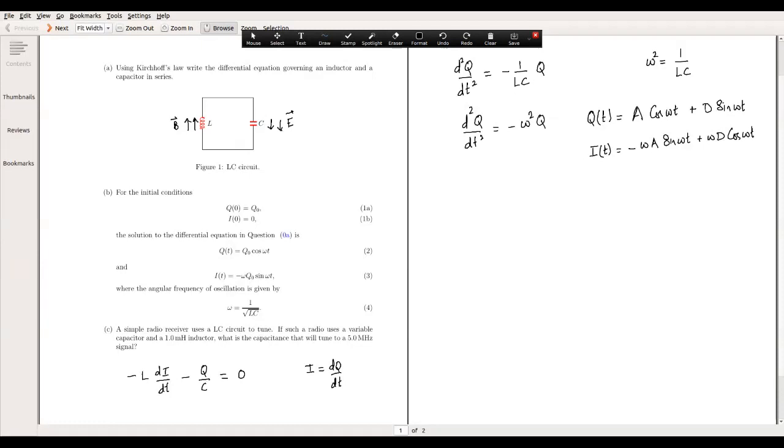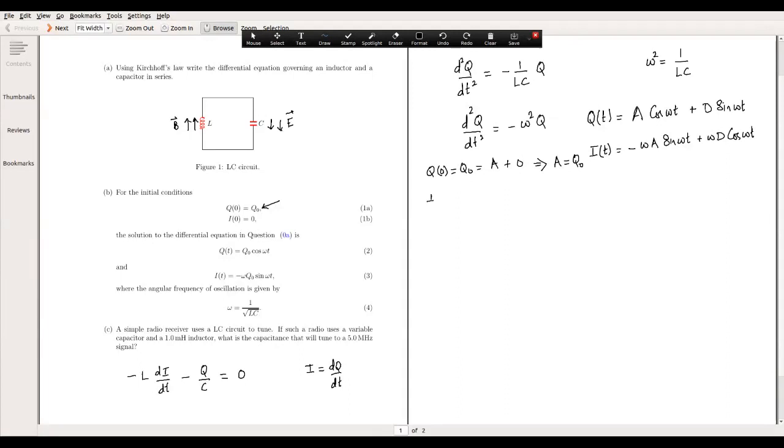We use the boundary conditions that charge at time t equal to 0 is q naught. So q at t equal to 0 is q naught, and on the right hand side we have a plus 0. Cosine function is 1 at time t equal to 0, and sine function is 0. So this immediately implies that the constant of integration a is q naught.